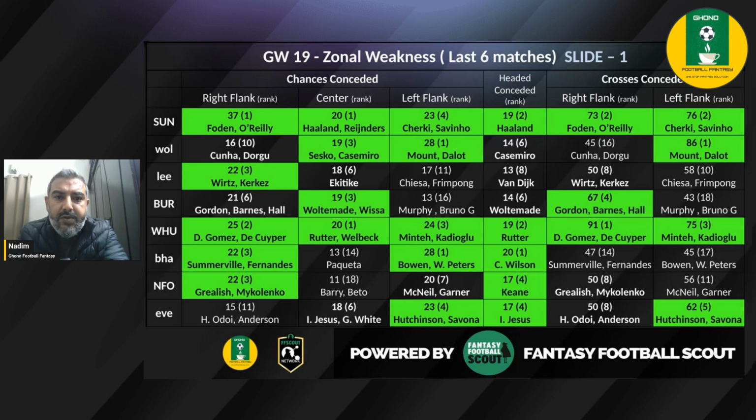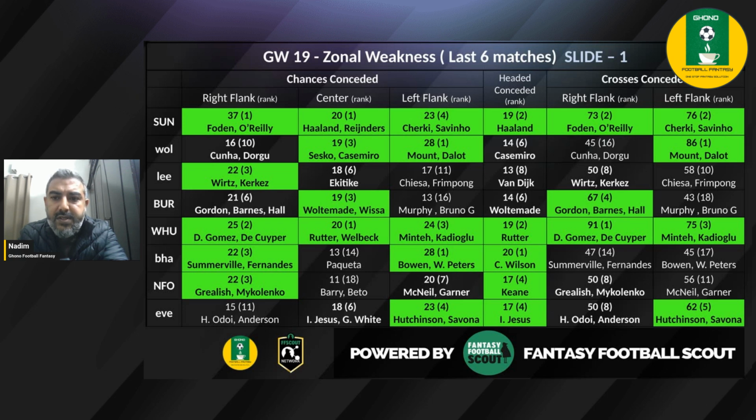Haaland, of course, is a captain shout for game week 18, but in game week 19 he also looks to be one of the leading candidates for the captaincy, given that Sunderland have considered 20 chances and are ranked the worst. Rangers, who scored in the last game in game week 17, could do well in this match too, if he tends to occupy the center area, given that Sunderland's weakness seems quite vast. In terms of headed chances considered, Haaland stands out with 19 chances considered by Sunderland.